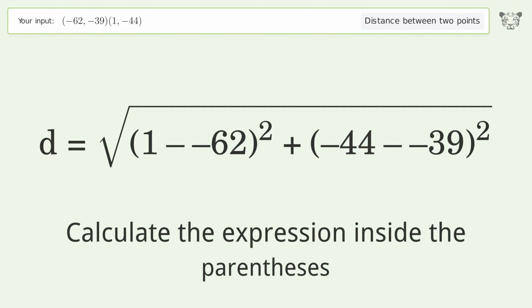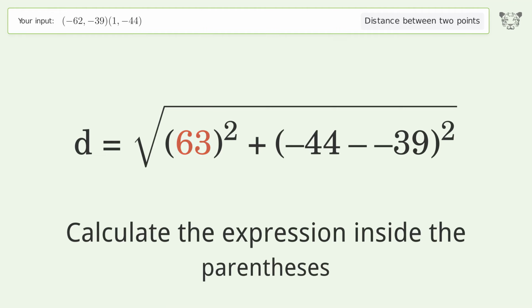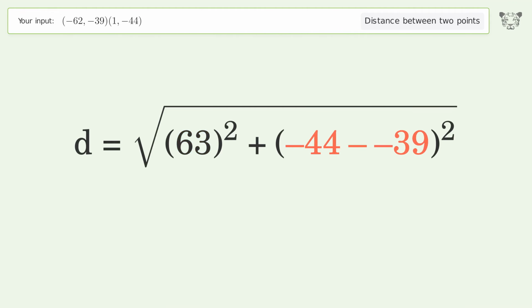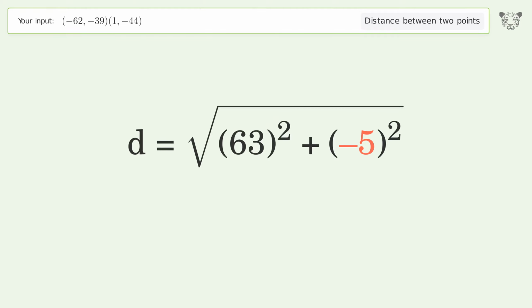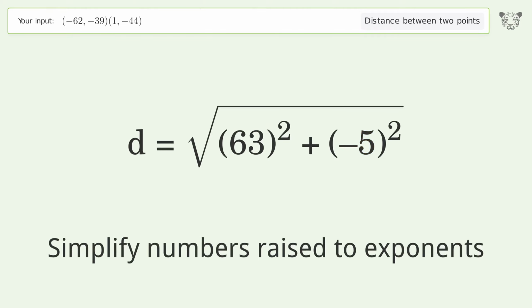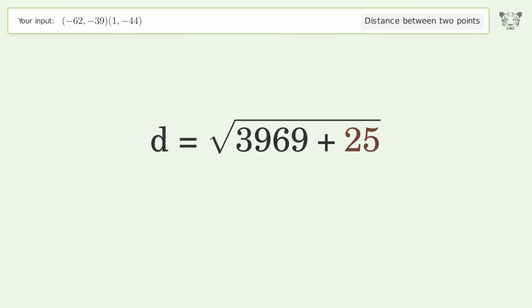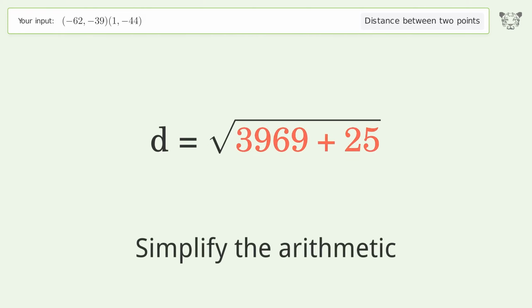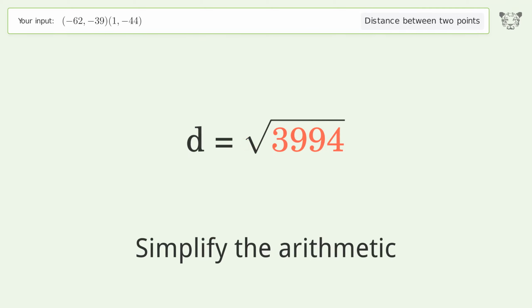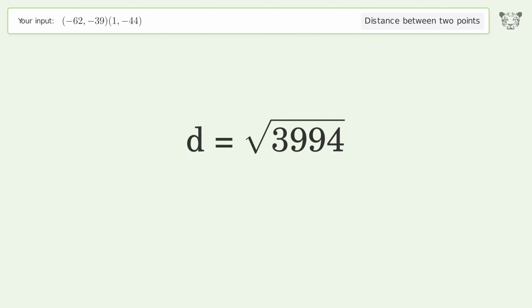Calculate the expression inside the parentheses. Simplify numbers raised to exponents. Simplify the arithmetic. And so the distance between the 2 points is the square root of 3,994, or 63.198.